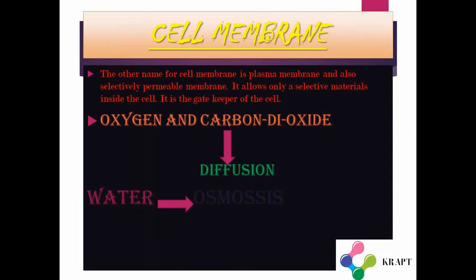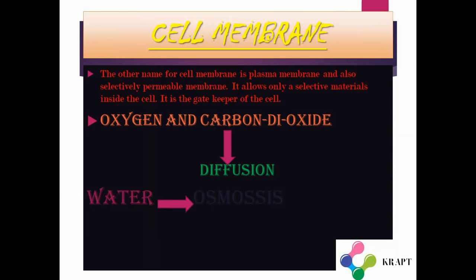The first one is the cell membrane. Cell membrane is the gatekeeper of the cell. It is also known as the plasma membrane. It allows only selective materials to enter the cell, and hence it is known as selectively permeable membrane.